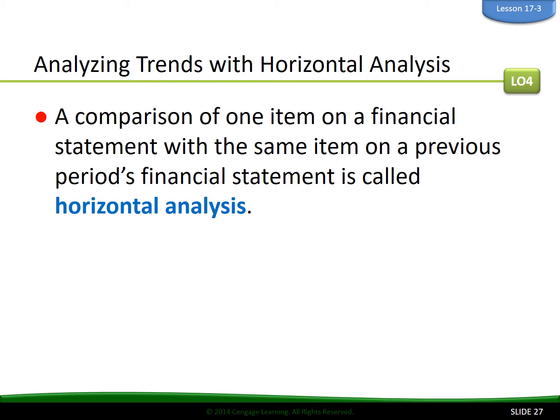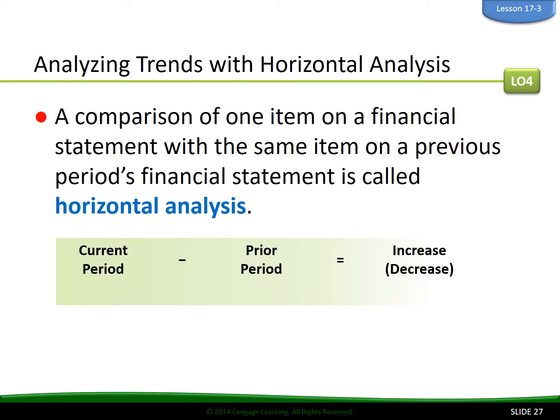Analyzing trends with horizontal analysis. Horizontal analysis is a comparison of one item on a financial statement with the same item on a previous period's financial statement. So we have the current period minus the prior period is going to equal either the increase or the decrease. It's a decrease if it's in parentheses. So over here we could tell that there was a $21,095 increase if we subtracted the current period of $242,000 and change minus the prior period of $221,000 and change.